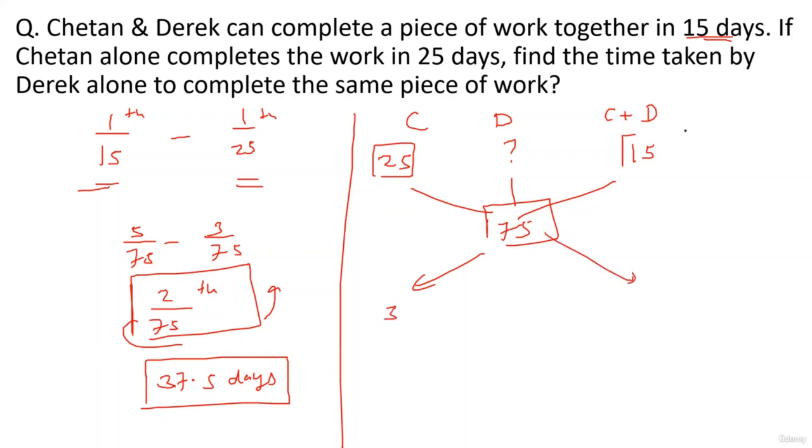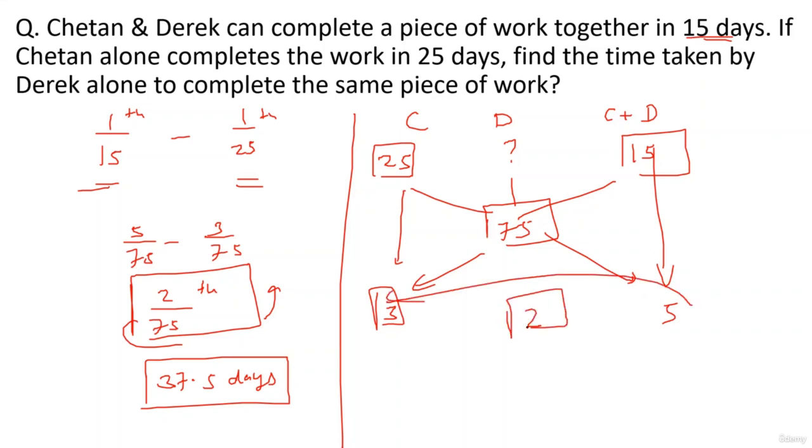Okay, C and D complete 15 units में same work. The efficiency कितना हो गया? 5 units. Now guys, C और D का combined efficiency कितना है? 5. C alone is 3. तो 5 minus 3 कितना बचा? 2. 2 is the efficiency for D, right? Okay, 2 के रेट से काम करेंगे. कितना काम करेंगे? 75. So how much time will they take? 75 by 2. 37.5 days. Same.